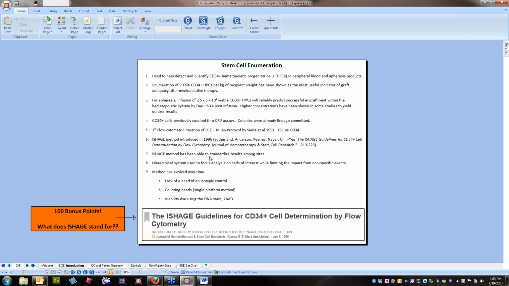Prior to flow cytometric assays, CD34 was previously counted through colony-forming unit assays. The problem with these assays was that by the time you could count these colonies, the cells were already lineage committed, whether it was to granulocytes, macrophages, whatever.